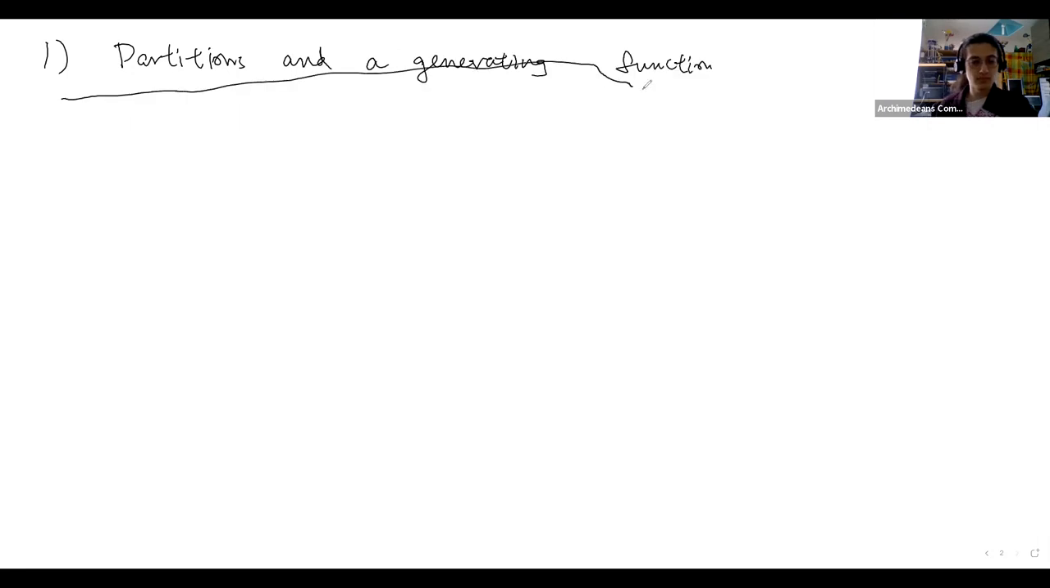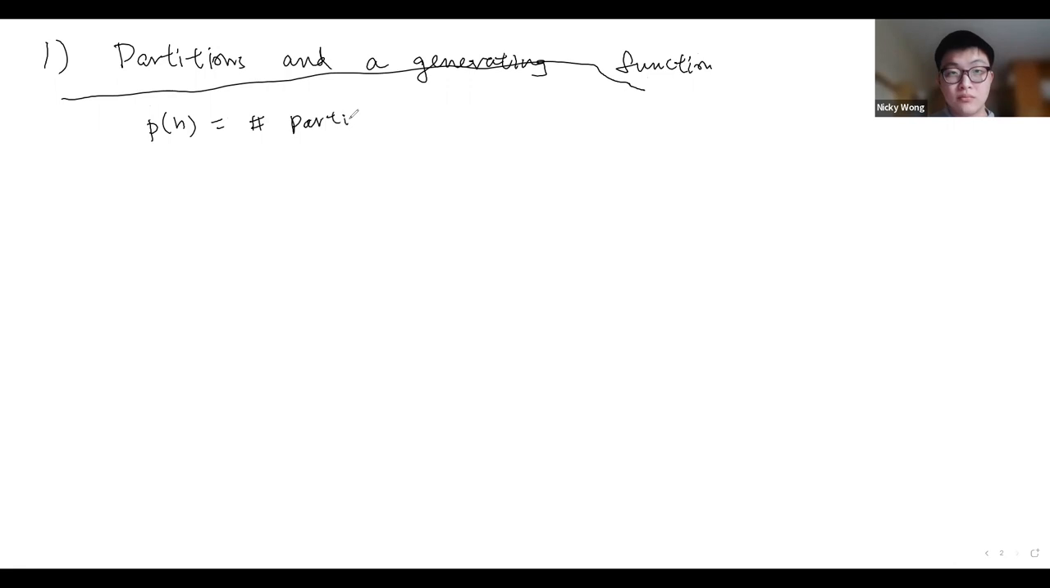So let's begin with the first part of the title. So partitions. So the way to approach partitions here is a generating function. So, okay, let's start by defining P(n) to be the number of partitions that n has, where n is a positive integer. So let's give an example. P of 5 is 7. So we can list them out.